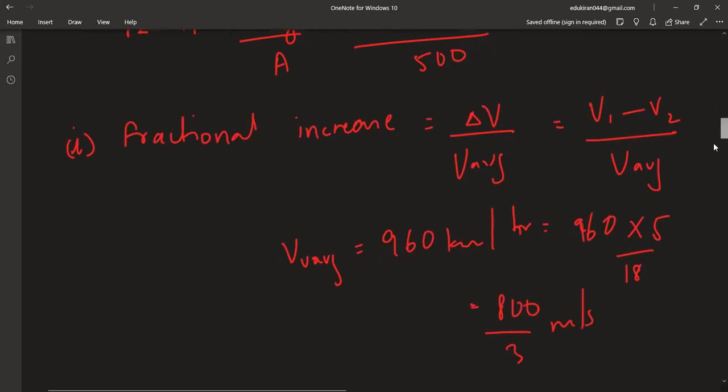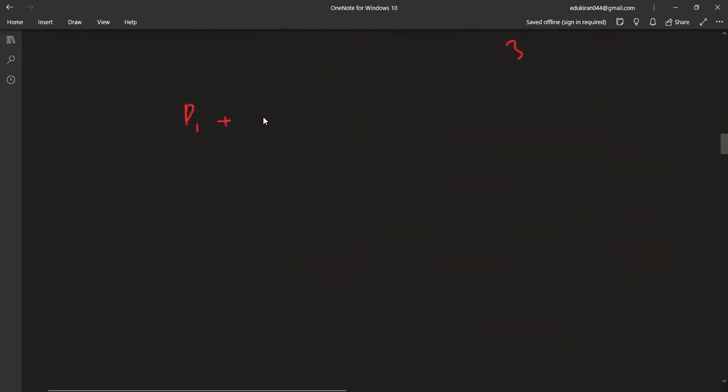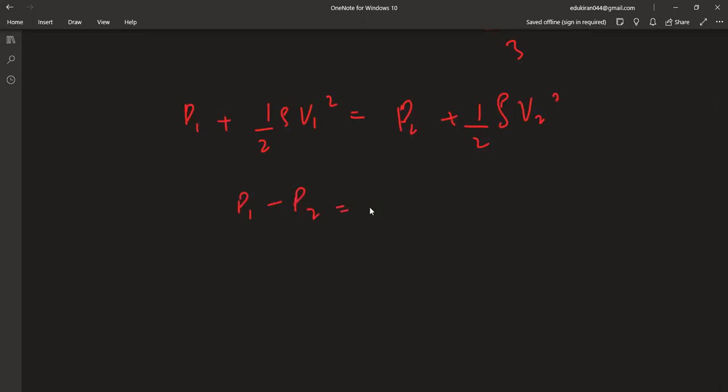Now you start applying Bernoulli's theorem. That is P1 plus half rho V1 square. See, it's at the same level, so we'll not be calculating the potential energy. That's the horizontal pipe case, equal to P2 plus half rho V2 square. So P1 minus P2 is equal to half rho, V2 square minus V1 square, because this V1 will come here. If you take half rho common, it will be V2 square minus V1 square.